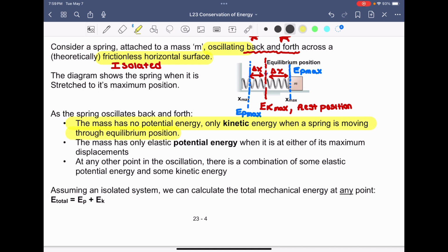So all EK in the middle piece and no EP. The mass only has potential energy when it's at its endpoints, when it's at its maximum displacements. That x, if you really wanted to, you could classify it as the displacement from the equilibrium.